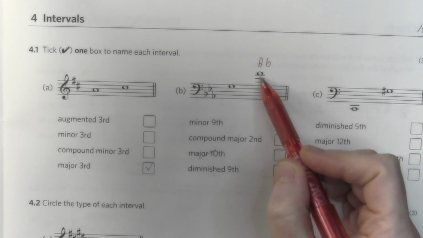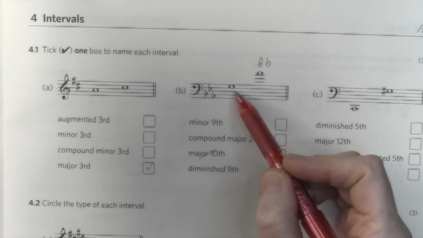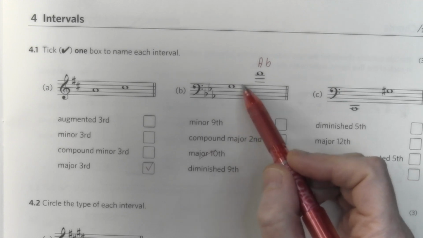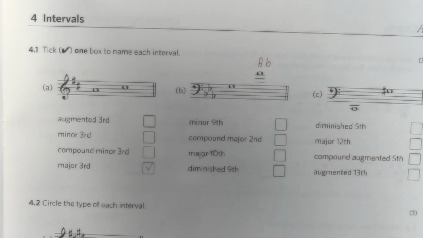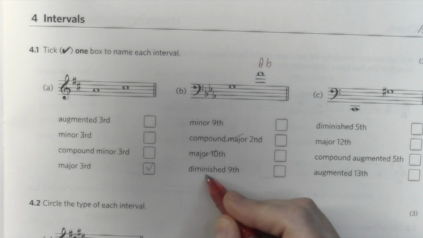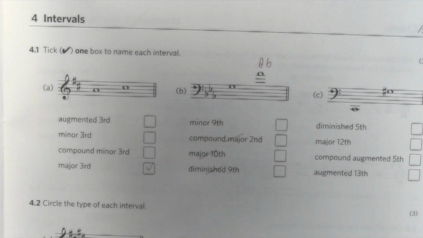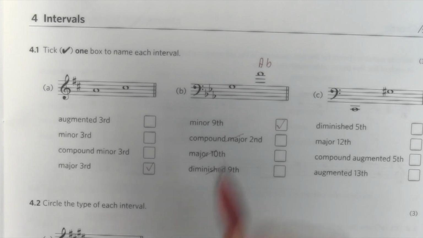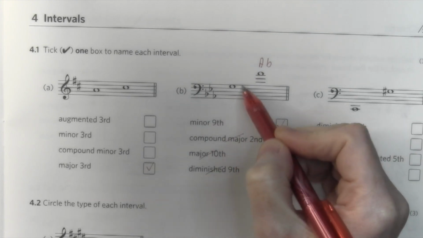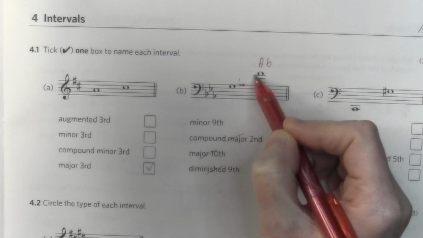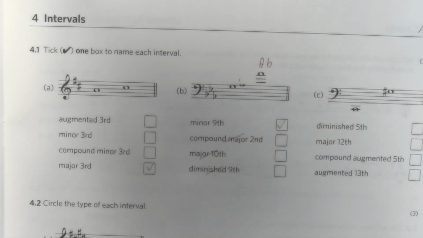Now, let's find out what would the non-compound interval be. Sol, la flat is a minor 2nd, so this is a compound minor 2nd. We must exclude the major. We must exclude the diminished, and the minor 9th is our answer. Okay, so basically we move this down here or this up here. And we calculate.